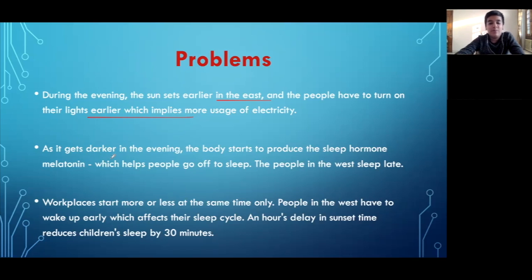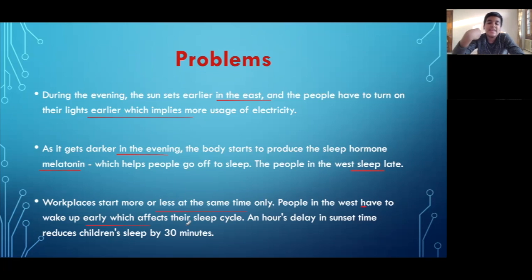And one fact of the human body: as it gets darker in the evening, the body starts to produce a sleep hormone, and the name of that sleep hormone is melatonin, which helps people to go off to sleep. So the people in the West sleep late, because the sun sets late and the evening gets a little late, almost by 2 hours. Workplaces start more or less at the same time, because India has only one standard time. People in the West have to wake up early, which affects their sleep cycle.